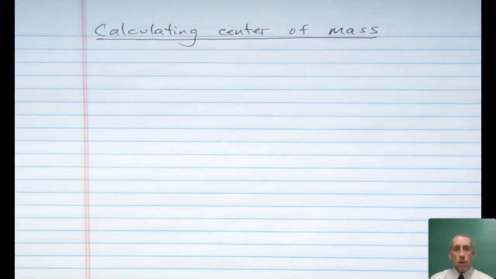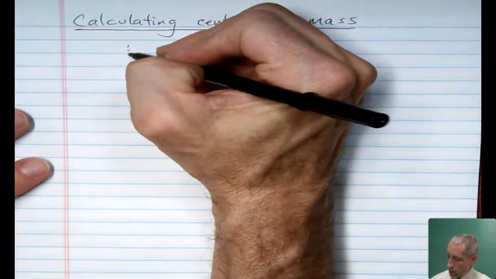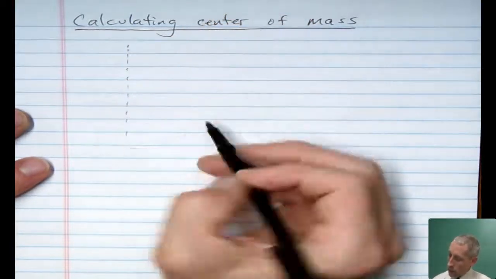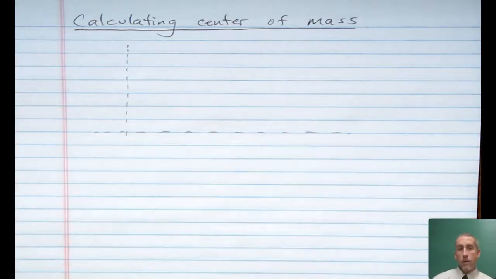So let's look at an example, and I'm going to draw myself a little coordinate system here, because anytime you calculate a center of mass, what you're really looking for is a location, a point in space, or we're going to describe it as a coordinate, just like an XY coordinate. In more advanced problems, you could have an X, Y, and a Z.